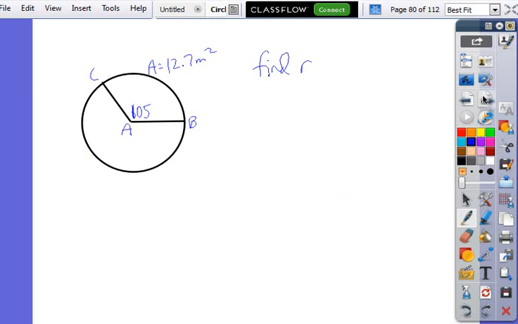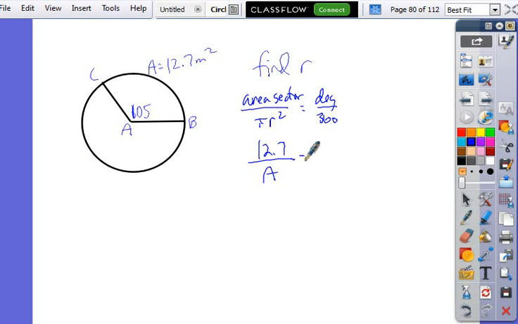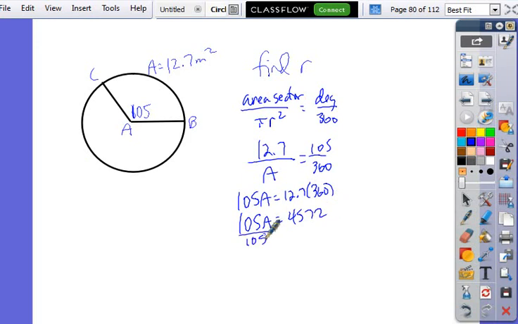All right, I'm going to start by finding the area. So area of the sector is 12.7. Pi r squared is my total area. Degree is 105. Always goes over 360. Cross multiply: 105A, 12.7 times 360, which is what? 4,572. Divide by the 105 then. 43.5. So my area for this whole circle is 43.5.